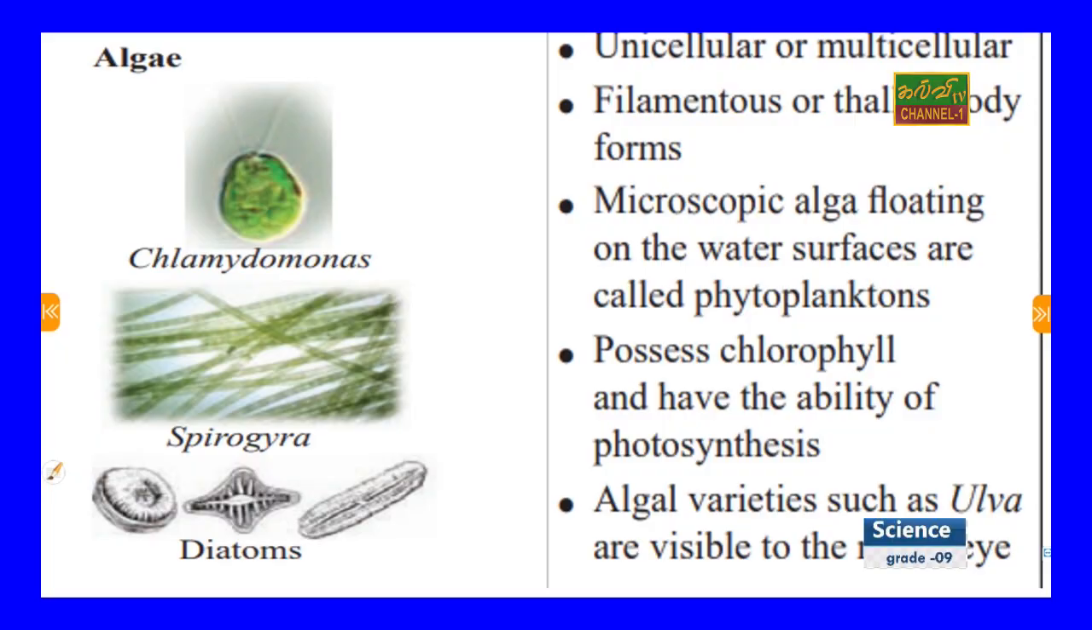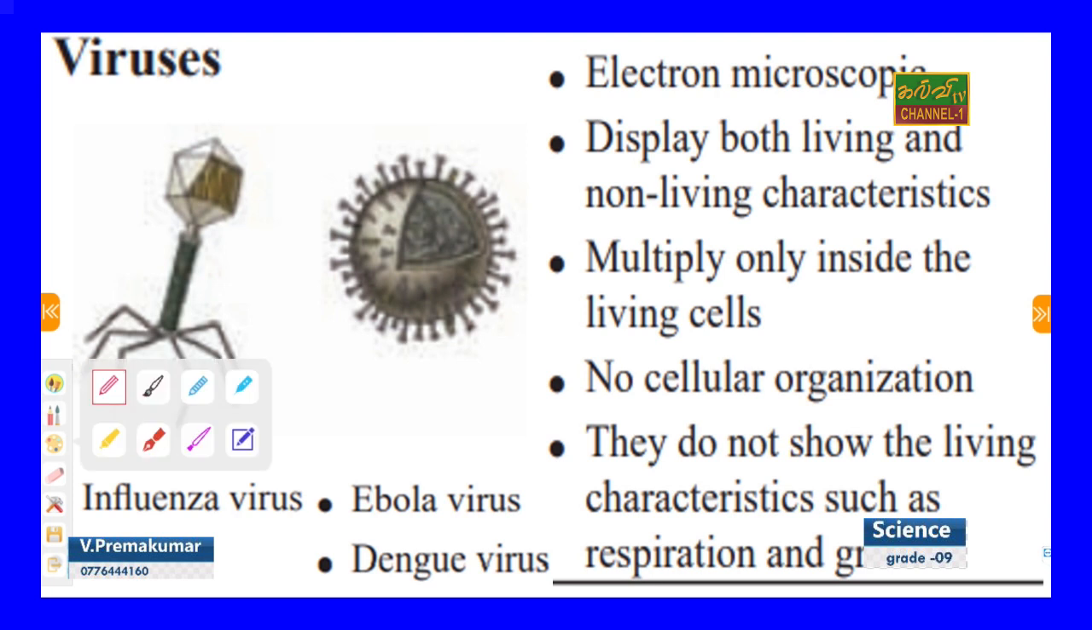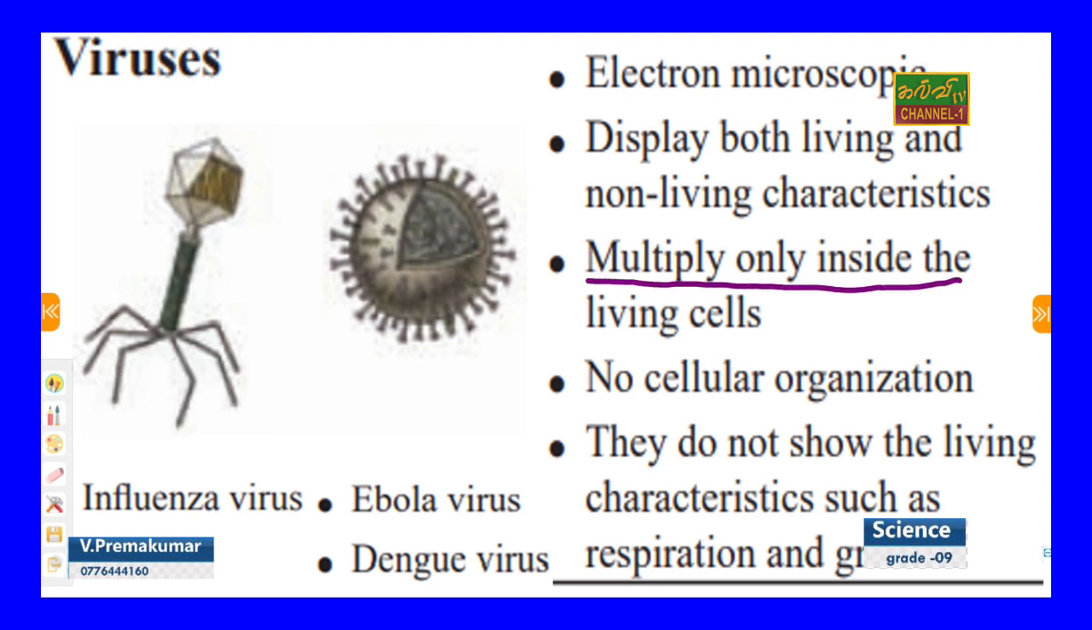Anyway, unicellular or multicellular, filamentous or thallus body form, that is algae, right? We are going to study viruses. Here, electron microscopic: it means they can be seen under the electron microscope in the dead condition. They display both living and non-living characteristics. We already discussed that they multiply only inside living cells.